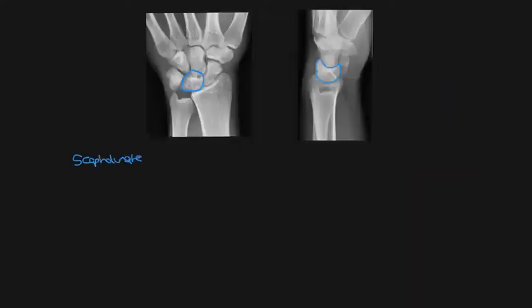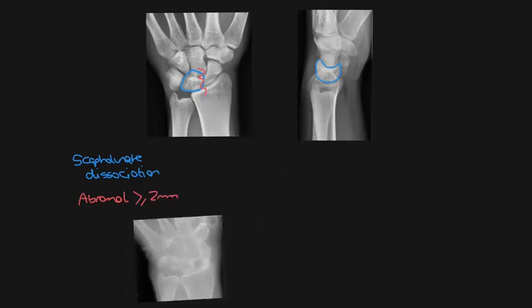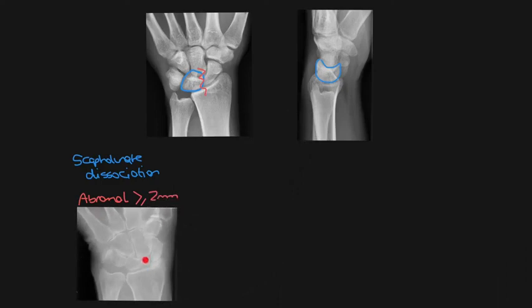Let's take a look at the injuries related to the lunate bone, which fall in a spectrum. At the least severe end of the spectrum is a scapholunate ligament dissociation. On a PA view, you shouldn't see a distance of more than 2 mm between the scaphoid and the lunate, as is seen here in this example. This confirms a scapholunate ligament dissociation.